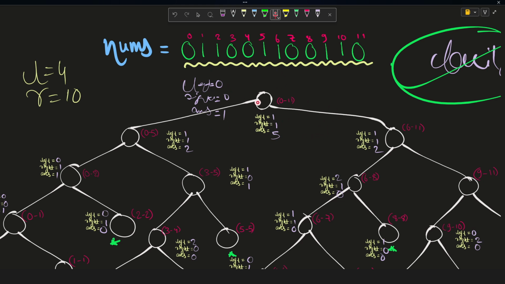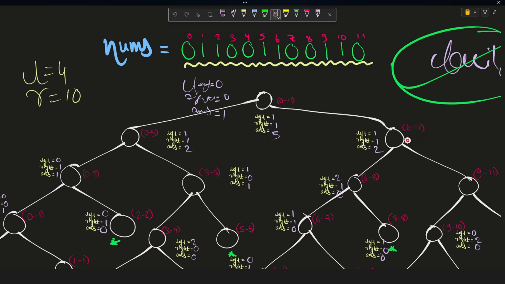And now after we have explored the left part completely and got the results from 4 to 5, we still need our result from 6 to 10, right? We still need our result from 6 to 10, which is present in this range, or this part rather. So now that's why we will explore this part. So now I'm standing at this node, right? What is the range? The range is from 6 to 11.